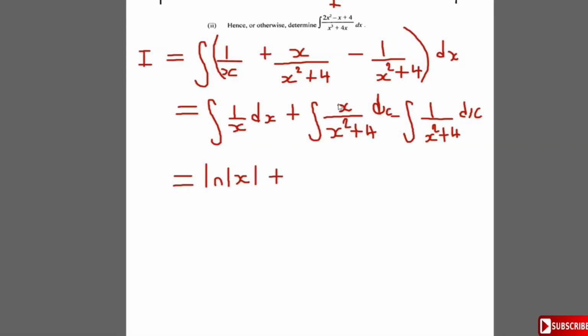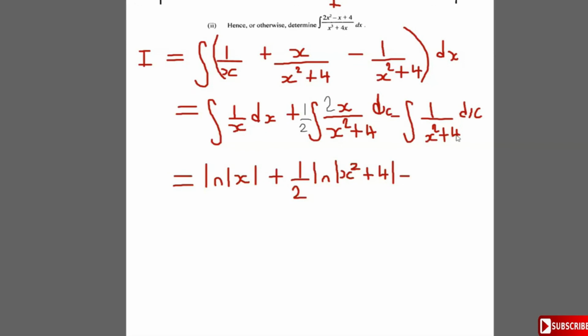Now to integrate x over x squared plus 4, the derivative of x squared plus 4 is 2x, so we can put a 2 in the numerator and a half on the outside. And so what we're getting is plus a half ln of the denominator, so it's a half ln of x squared plus 4, and then we have minus.